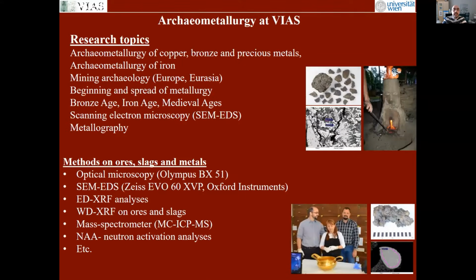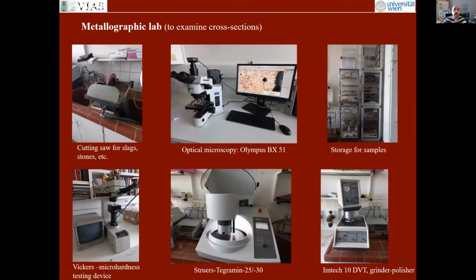At the University of Vienna in the Franz Klein-Gasse, I'm doing archaeometallurgy on metals, and that's also the reason why I have a very broad field of research on copper, bronze, precious metals. Because you all know, we find metals from the very Copper Age to the medieval age, and they are an important material. To analyze all this, I have a metallographic laboratory in the Franz Klein-Gasse.